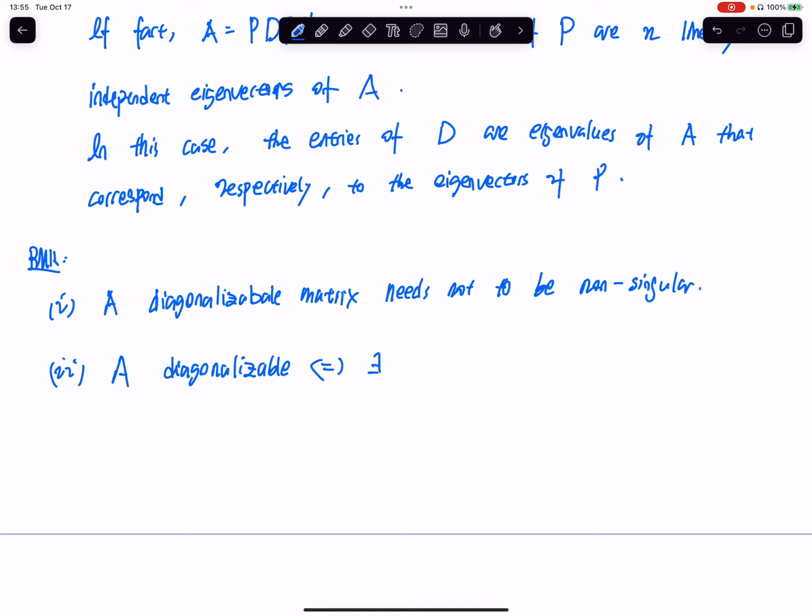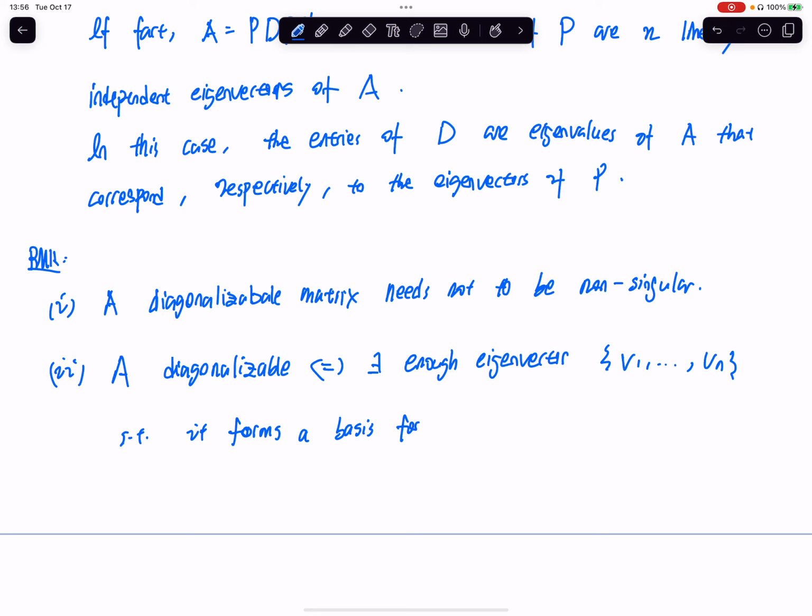So there exist enough eigenvectors, namely v1 up to vn, such that they form a basis for Rn. Or perhaps we have more than n items, but since we want linearly independent ones, let us just write in this form. And we shall call this basis an eigenvector basis of Rn.